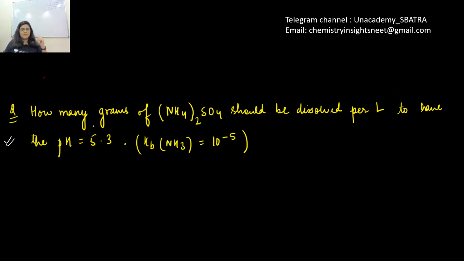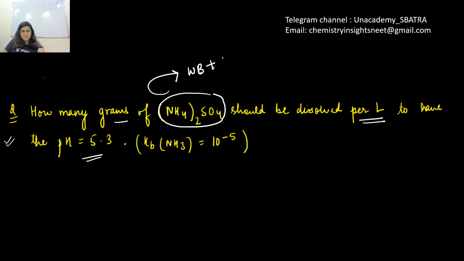First of all, what is given in the question? Let's try and analyze the conditions. How many grams of this salt should be dissolved per liter to have pH equals to this. That means you have been provided with a salt, and this salt is of weak base plus strong acid, right? Weak base is your NH4OH and strong acid is your H2SO4.